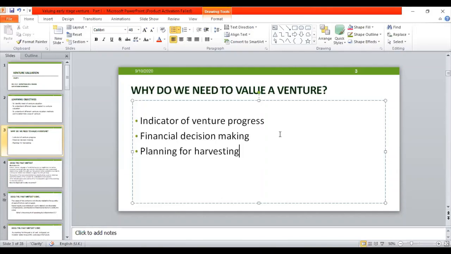And then the planning for harvesting. Harvesting is the process of selling the ownership of a privately held venture to realize its value. Normally at the maturity stage of a venture, the owners would think about these turnaround strategies. Either they would go for an initial public offering, or they would sell their ownership through an outright sale. In order to do that, we need to know the value of the venture. In order to distribute the value of the venture among the investors, first we need to estimate it. So when we are planning for the exit strategies, venture valuation is important.